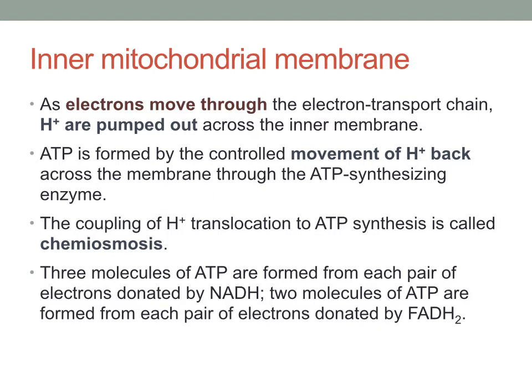So for each pair of electrons that will be given by NADH, you will be able to form 3 molecules of ATP. When the pairs of electrons are given by FADH2, it is only 2 molecules of ATP that can be made. But that's still quite a lot of energy that can be made by protons moving through the ATP synthase, which is the enzyme responsible for the synthesis of ATP using the energy from the proton translocation from one side of the membrane to the other side.